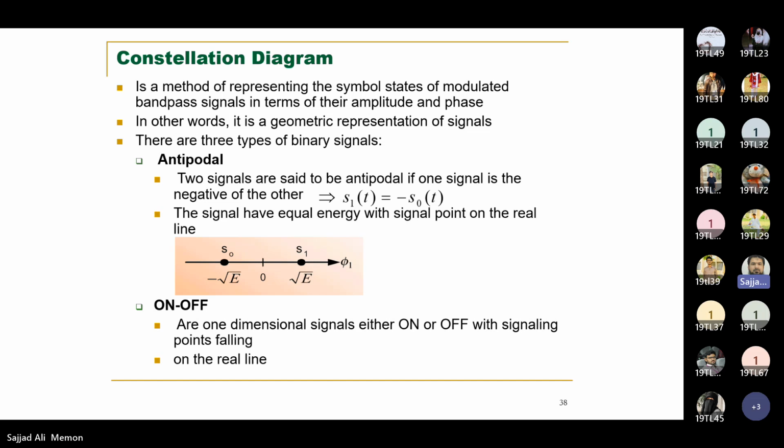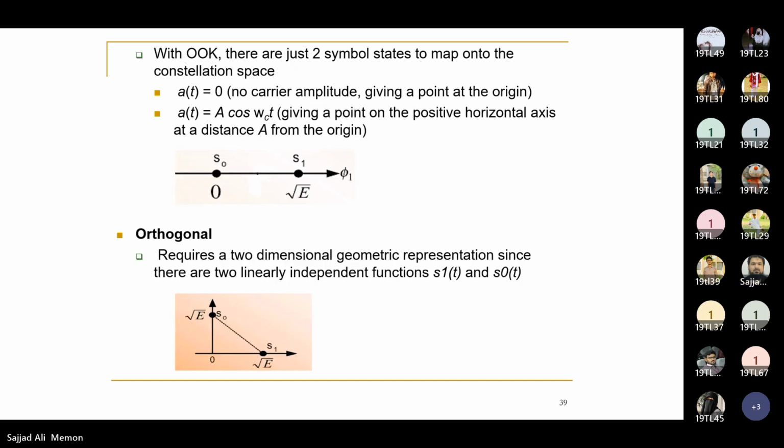We represent one signal with the on state and we represent another signal with the off state. So one should always be 0, and another one should always be high. So in terms of plus A, minus A, one will be 0, the other one will be plus A or minus A. So like this one, these are the on-off signals where S0 is equal to 0 and S1 is equal to square root E.